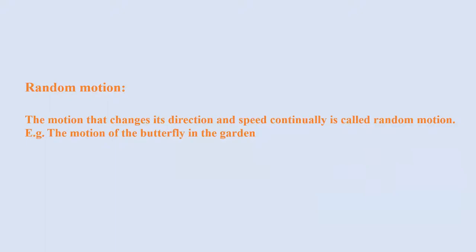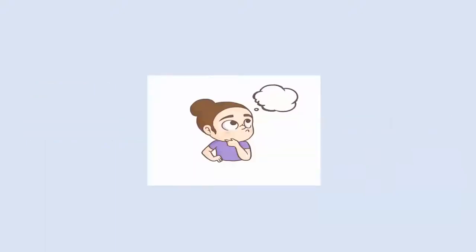So students, now I want one of you to tell me some more examples of random motion. Okay, absolutely correct. Players playing in a cricket match, running here and there, is an example of random motion. Yes, what about other sports? Yes, players playing hockey or football, they also follow a random path. So those are the examples of random motion. Absolutely correct. I want some more examples.